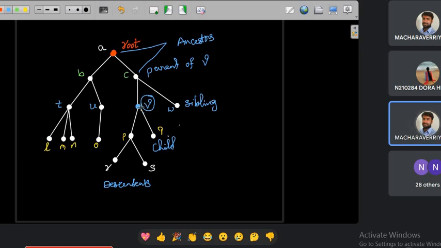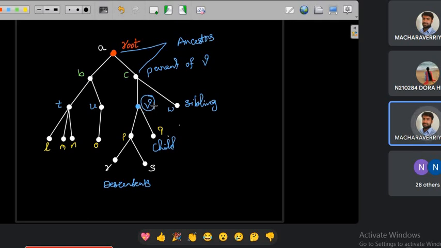And next, how about the vertices which are above V? Not the edges, vertices which are above V. For example, V's parent and parent's parent. Actually, this root is a parent of parent. I mean, V's parent is C and its parent is A. Okay, so now we are going to call A and C ancestors of V.